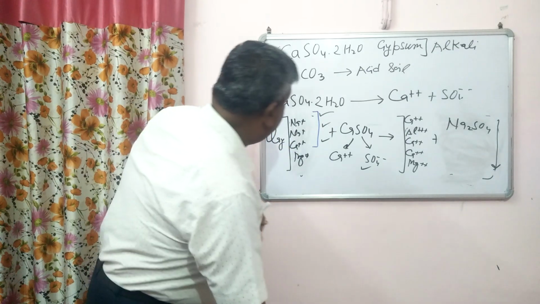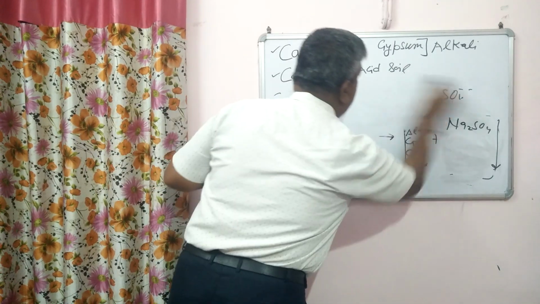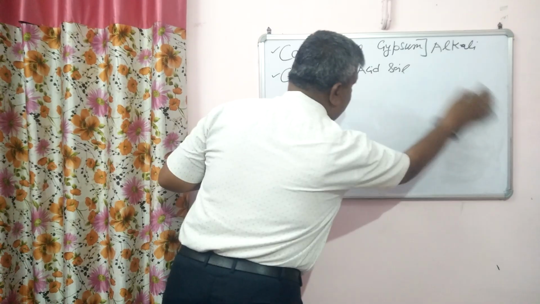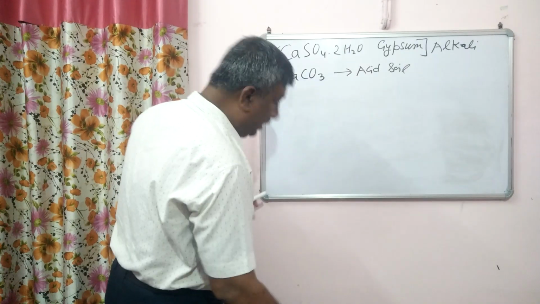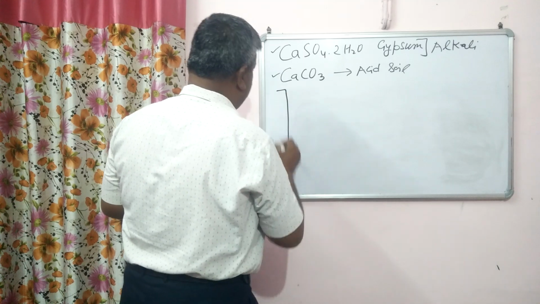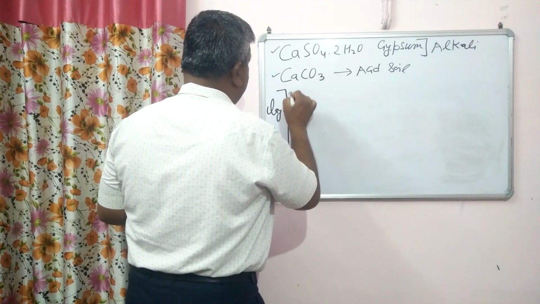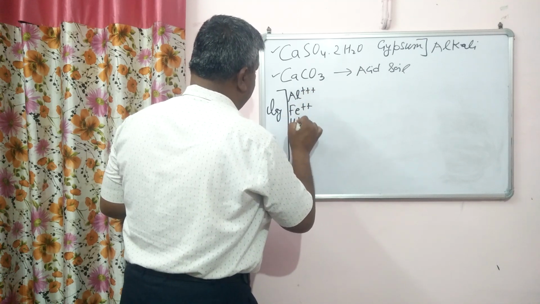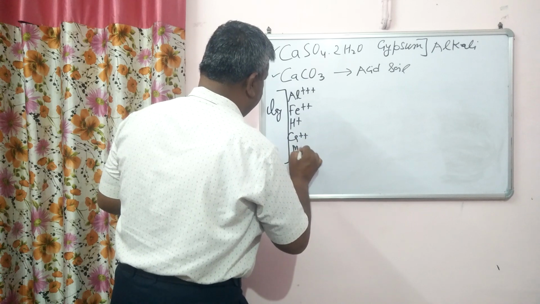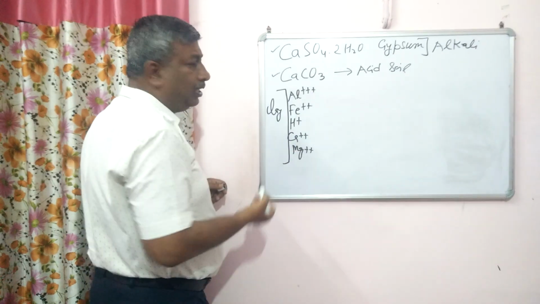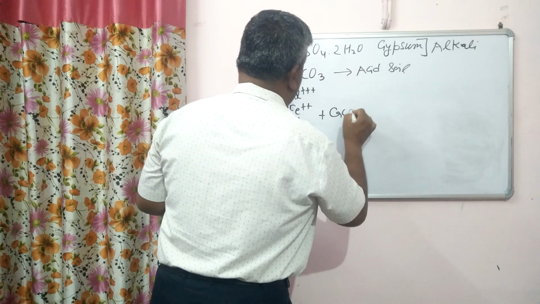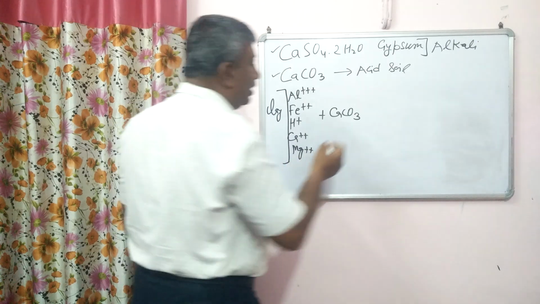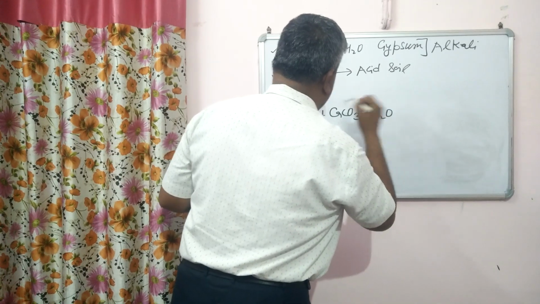But what happens if we use calcium carbonate? If we use calcium carbonate, the reclamation chemistry is different. Suppose this is the calcium carbonate, and this is the clay complex. Aluminum ions are present, ferrous or ferric are present, hydrogen ion is present, calcium ion is present, magnesium ion is present, but with dominance of aluminum and iron. And we are using calcium carbonate, which is not so easily soluble. It does not become soluble very quickly, solubility is poor.